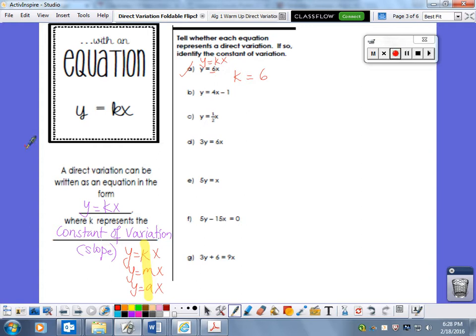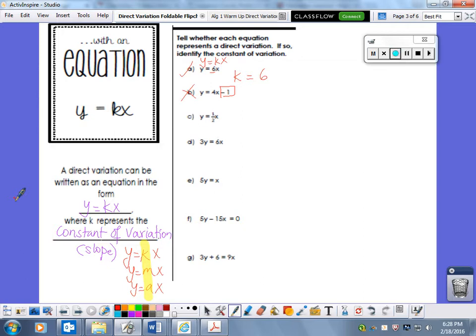And let's look at b. y equals 4x minus 1. If you compare this to the equation y equals kx, then you would see that I have a number that is being subtracted, which shouldn't be the case. So this is not an example of direct variation. Whenever you have a constant that is being added or subtracted, then that's not an example of direct variation.